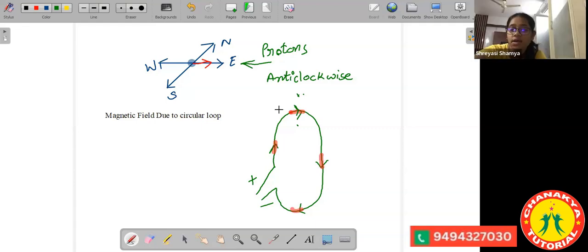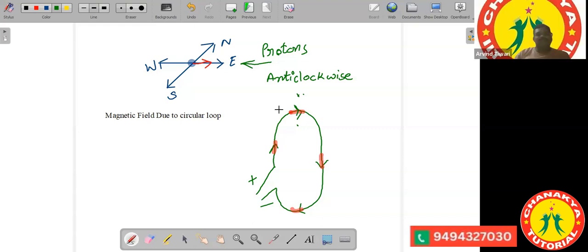Sir, is outside north and inside south? We will see that, outside north and south, later. When we describe the direction, then we will see.